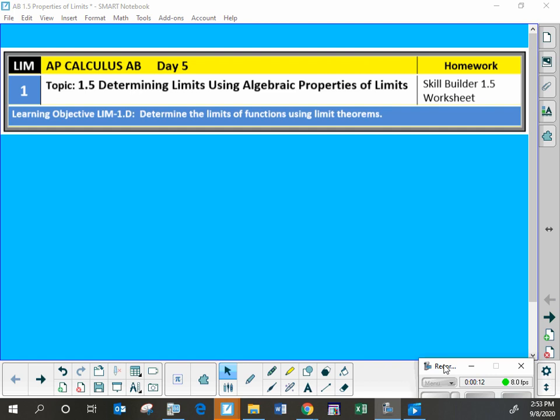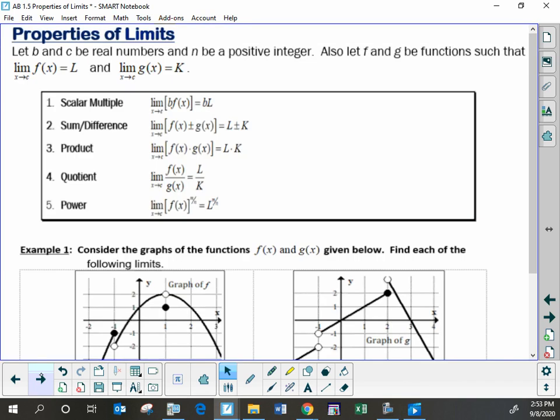So there are properties to limits, and you are looking at some of those rules right now, where it says let b and c be real numbers and n be some positive integer. And also let f and g be functions such that they are defined when we are approaching a value of c. And c was a real number. So as I approach some real number, I come out with a limit L for f, and I come out with the limit of k when I'm working with the g function.